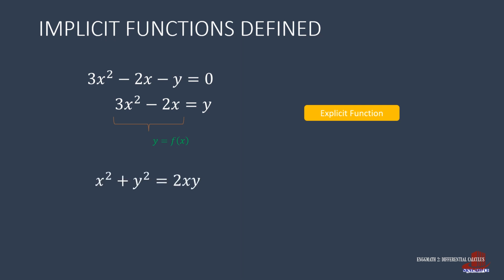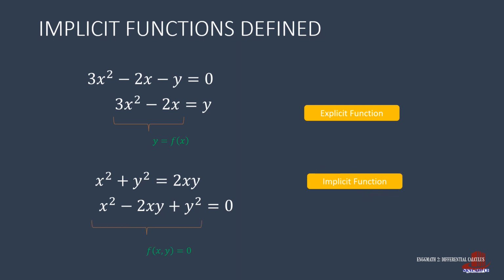For the other equation, x squared plus y squared is equal to 2 times x times y, we do the same attempt of separating variables, but we will be getting nowhere. So we can conclude that in equations where the functions of x and y are equated to 0, these are referred to as implicit functions.